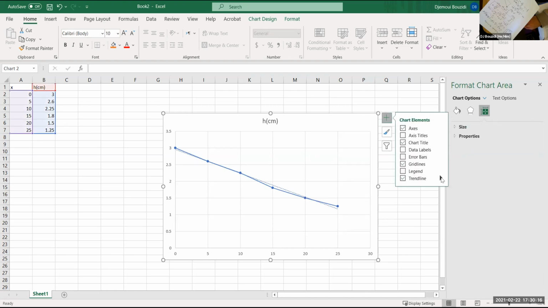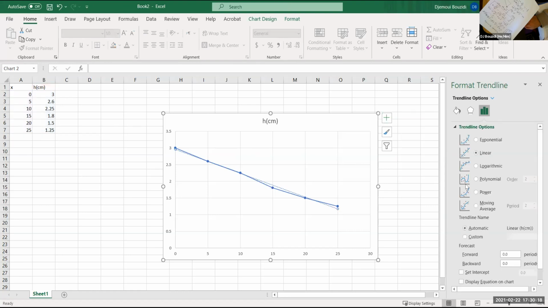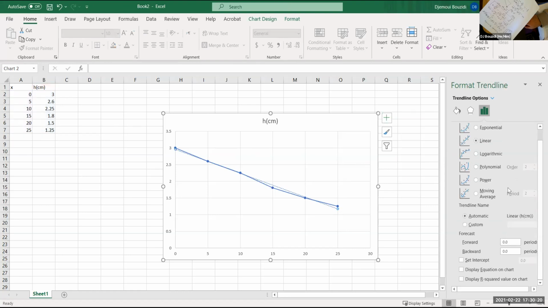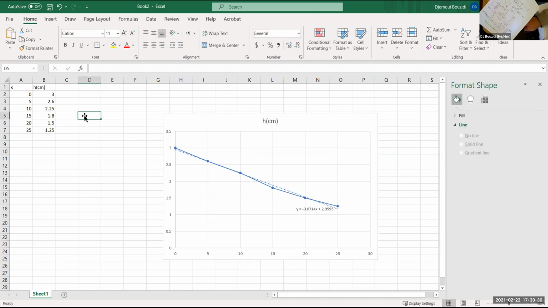More options. So we want trend line, and I can display equation on chart. And it gave me the slope in here being negative 0.014. Okay, there is another way of actually doing it without even plotting this whole thing.